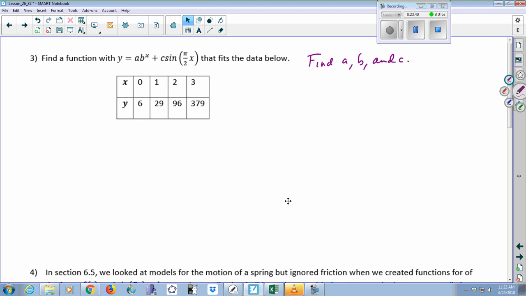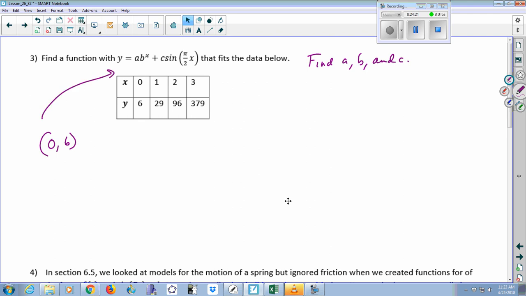So each of these points is going to give you different information. Anytime you see an exponential, you hope that one of your x values is 0. Why? What does it give you right away when x is 0? A. Because when x is 0, b to the 0 is what number? 1. It's going to give you a value of a. So let's take each one of these points, 0, 6, and plug it in here and see what we get.